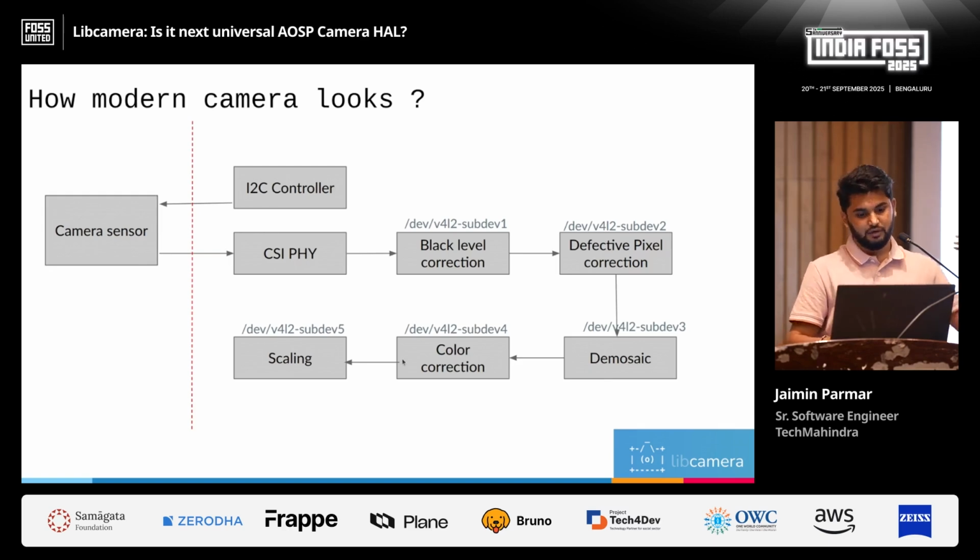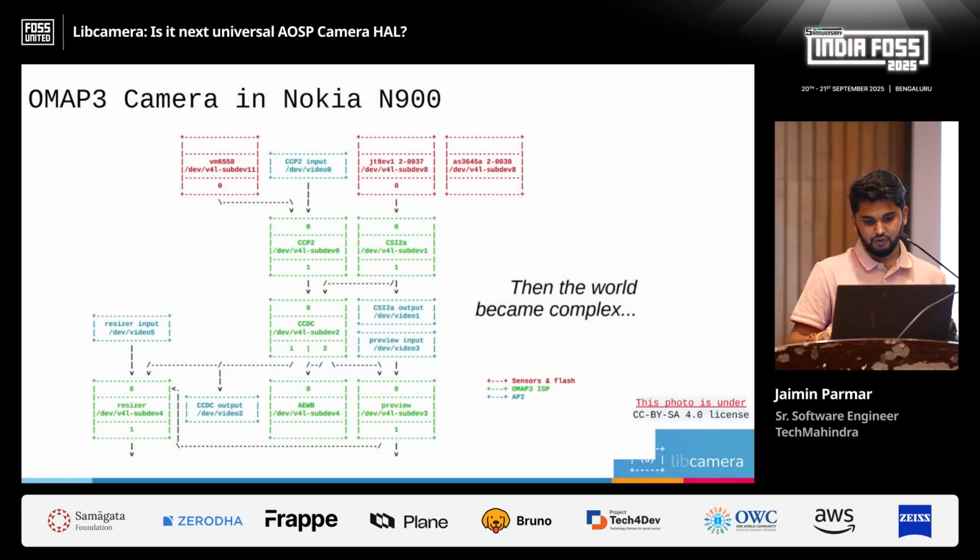So basically, when you come to a modern camera, you have to build the pipeline to get the correct result. Let's see, if everything comes to the application layer, application developers have to be more aware of how your hardware looks, and it will be difficult. So this is an OMAP 3 camera in Nokia, and you can see how complex the camera pipeline looks.